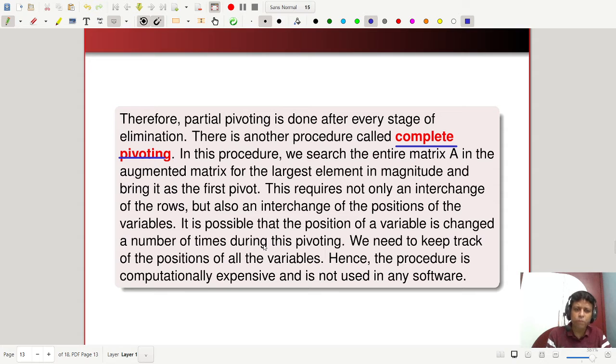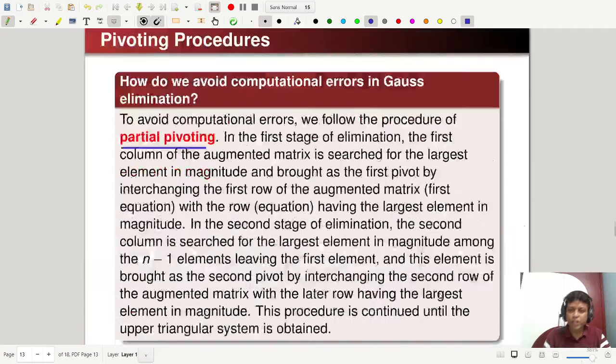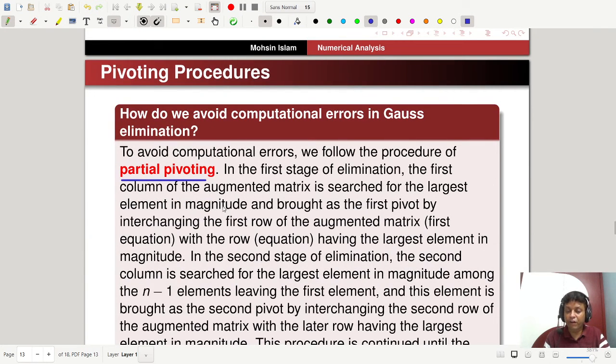Now, it is possible that the position of a variable is changed a number of times during this pivoting. We need to keep track of the positions of all the variables. Hence, the procedure is computationally expensive and is not used in any software. So, partial pivoting will be preferred. You can go through the columns. I will explain it in the example, then it will be clear.